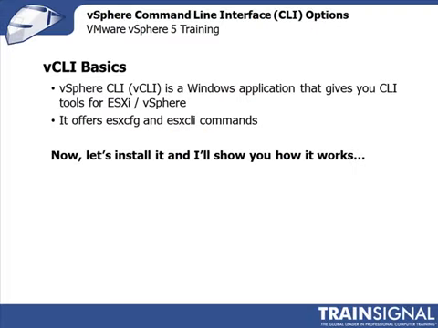Moving on from PowerCLI, another command line interface for vSphere is VMware's vCLI. This is called the vSphere CLI or vCLI. And similar to the PowerCLI installer, it's a Windows application that gives you a command line interface for ESXi and vSphere. What it does is it really gives you the esxcfg and ESXCLI commands locally on your Windows computer, on your Windows desktop. So I've already downloaded it for vSphere 5, and let me go over to the folder where I put it, and let's install it, and I'll show you how it works.